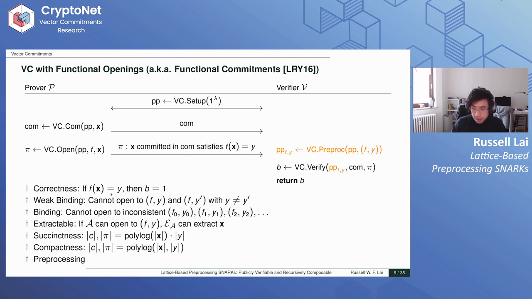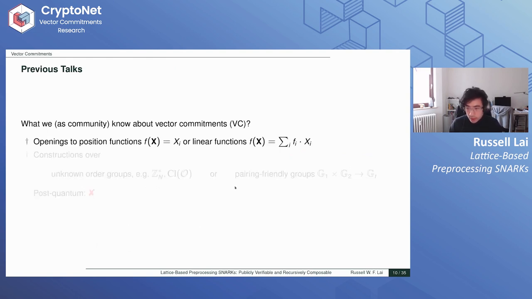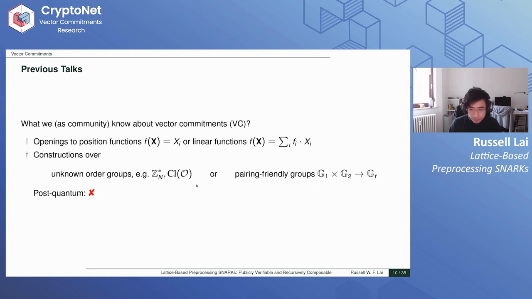Okay, so again, let's see what do we know in the literature about vector commitment schemes. As we already saw from the previous talks, especially from Dario's talks, all of the existing constructions either support openings to position functions, or multiple position functions, or linear functions. And in particular, none of the constructions support openings to any nonlinear functions, for example, quadratic polynomials. And moreover, most of the constructions are over some sort of groups. So we have, for example, constructions over unknown order groups or pairing-friendly groups. And since these constructions are over groups, they are not post-quantum secure.